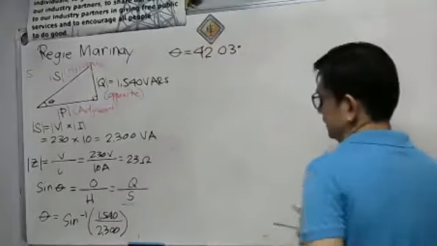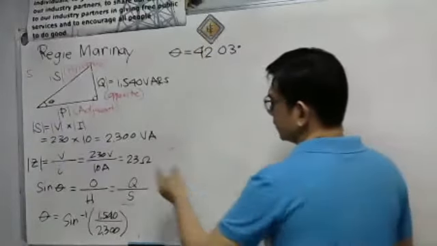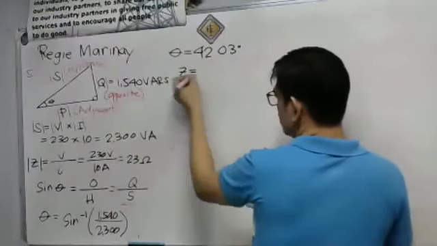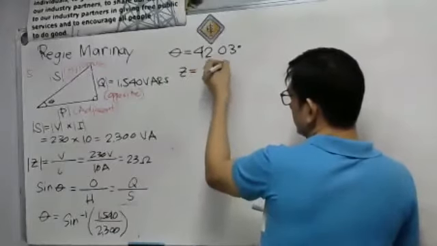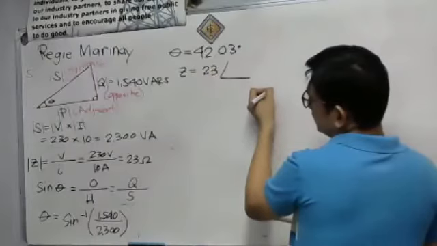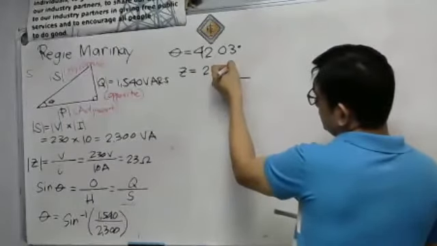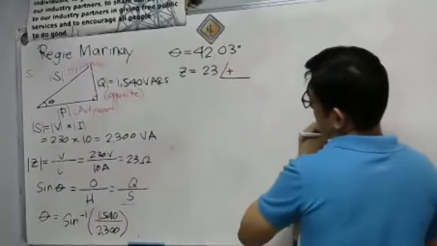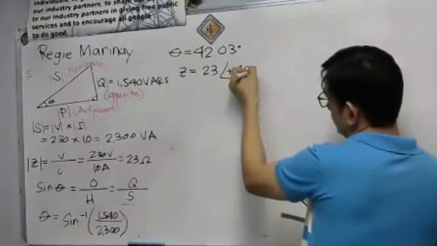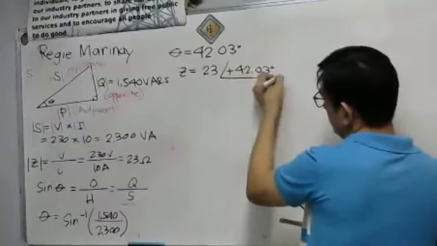42.03 degrees. So therefore, we can have our Z. The polar form is 23 with an angle of, okay, since this is inductive, that should be positive. So we have here 42.03 degrees. So let us convert this.